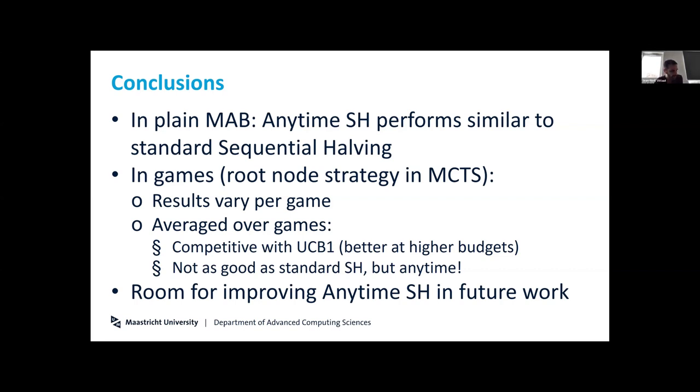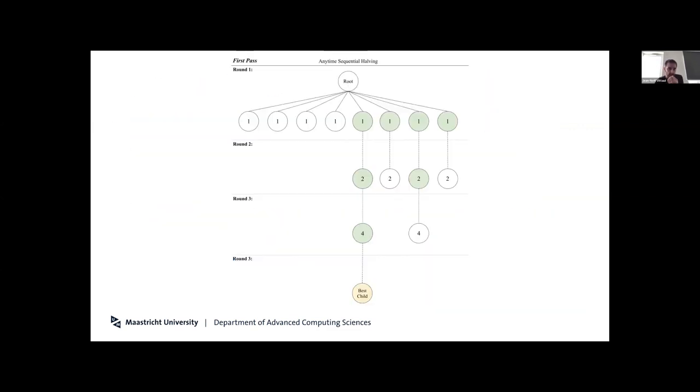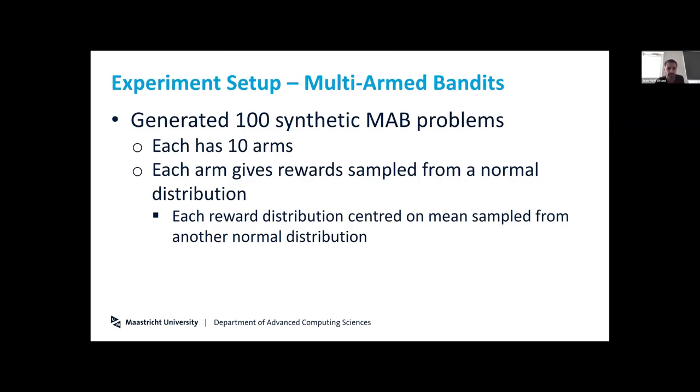Maybe I'll have a first question. When you test on the multi-arm bandits, you choose 10 arms. Do you know how your algorithm performs with a variable number of arms? If you choose more arms, is it as good as with 10 arms?